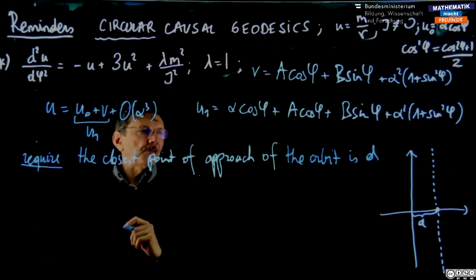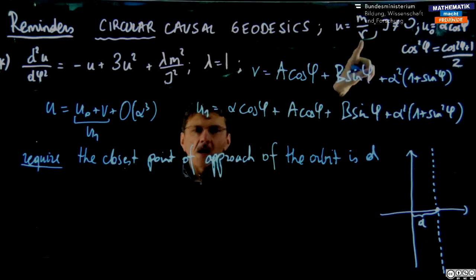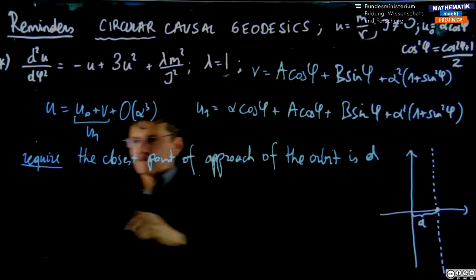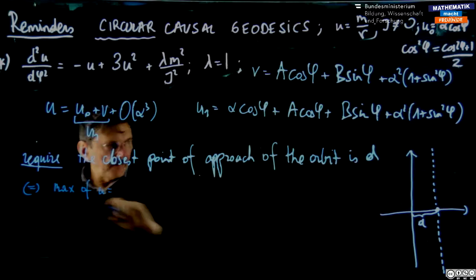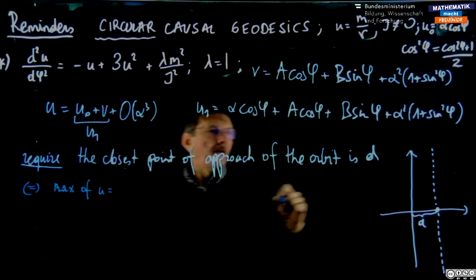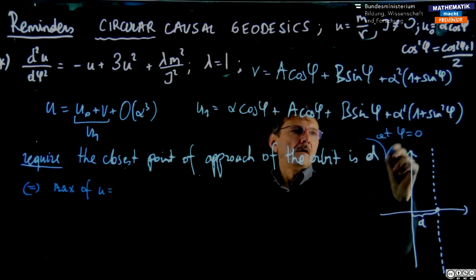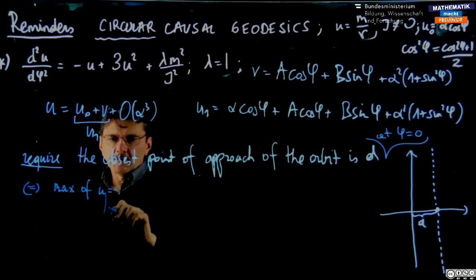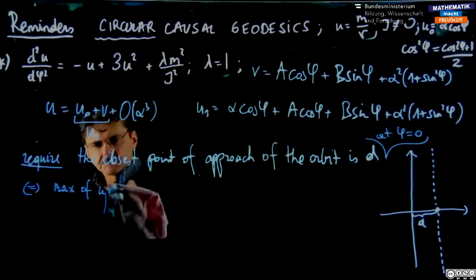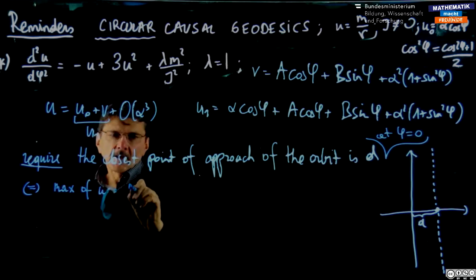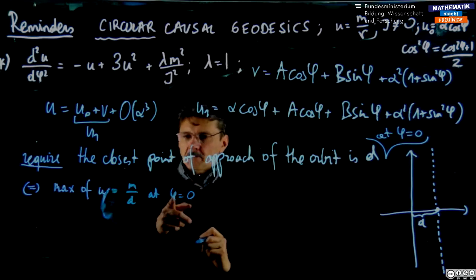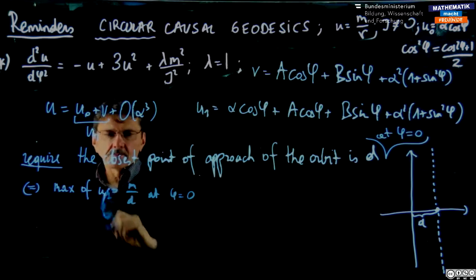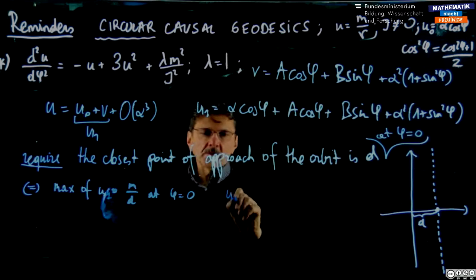Now, closest point of approach of the orbit means that r will have a minimum, then u will have a maximum, right? So the maximum of u takes place at phi equals zero, M over d at phi equals zero. So max being at phi equals zero means max of u1, right? So u1 prime of zero should be zero.